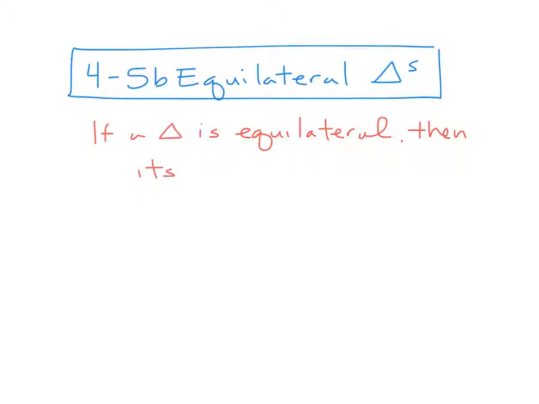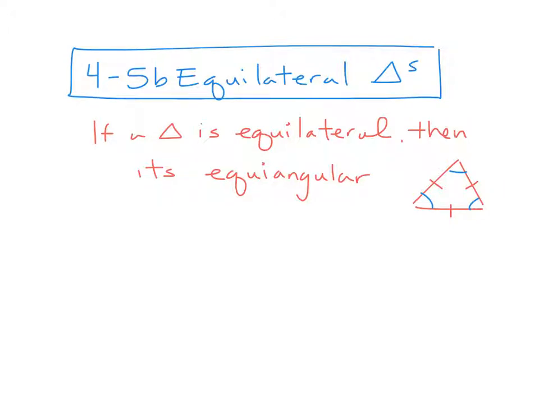then it's equiangular. Do you know what equiangular means? All the angles are equal. So if it's equilateral, it's equiangular. In other words, we're saying this: if all three of the sides are congruent, then we know that all three of the angles will be congruent. Okay, so if the sides are congruent, the angles have to be congruent as well.